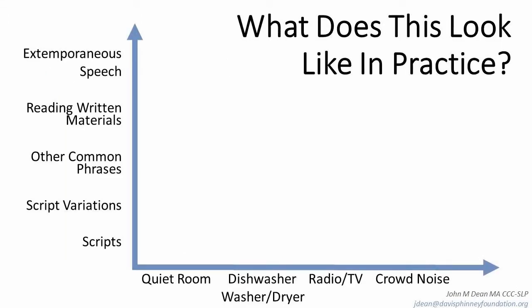So what does it look like in practice? Well, with the linguistic side of it, you start with your scripts and then you do variations. Instead of saying, my name is John Dean, new line, you might say, hi, I'm John. Or my name is John. Or with children, I'm Mr. Dean. Then you might add in some of your other common phrases. So if you've done any LSVT or Parkinson's Voice Project work, this is where your functional phrases fit in, and they do very well. Reading written materials is pretty nice. I'm stealing this idea in whole from Dr. Fox.